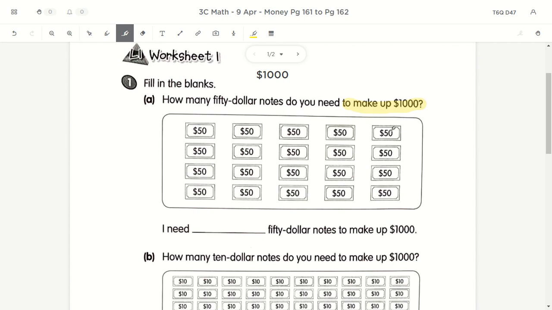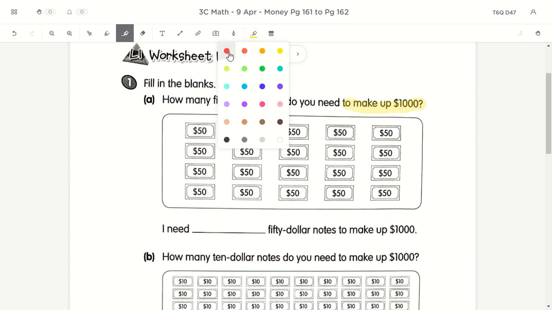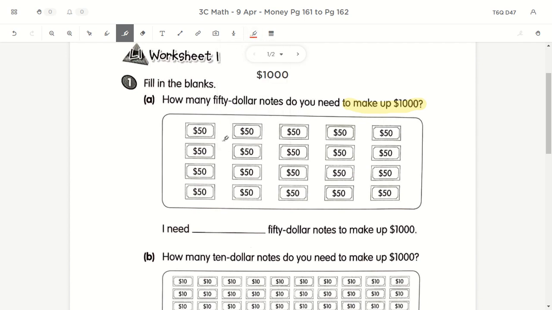So let's start. How many $50 notes do I need to make up 1000? Let's do something we know. We know there are a lot of $50 notes here. So let's put them in groups. Let's use the highlighter function, and a different color. Let's use red. Let's highlight groups of 100, because what I know is that if I have 1000, let me write the concept down.